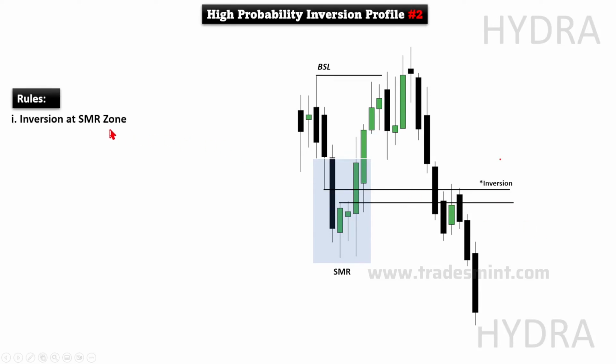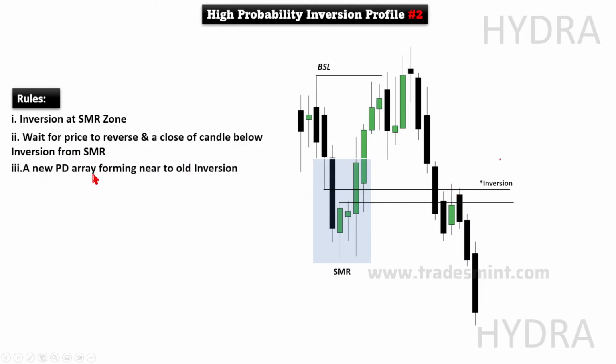So the rules, I'm going to share the rules again. Inversion at SMR zone, we have our inversion at SMR. Wait for price to reverse and close a candle body below the inversion from SMR. So wait for price to reverse. Price did reverse here, right? And close the candle's body below the inversion. Price did come all the way down here and close the candle's body below here, below the SMR.